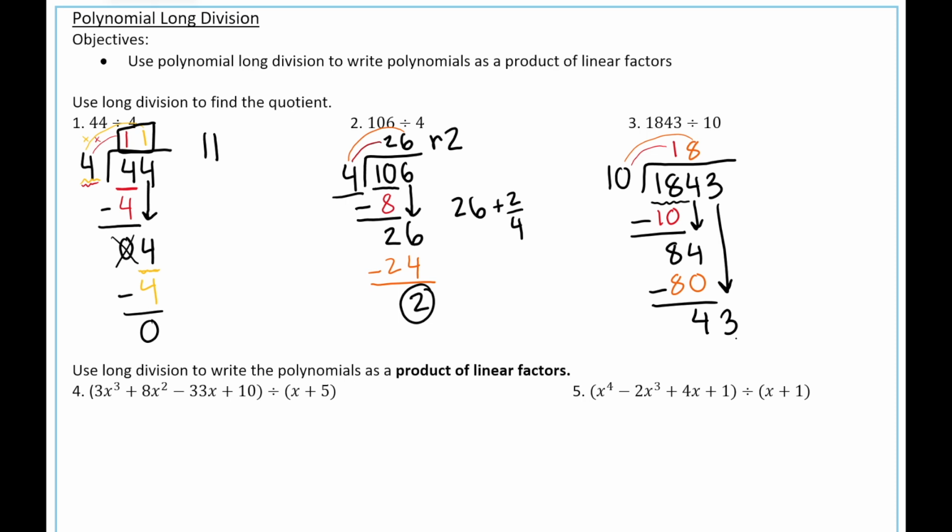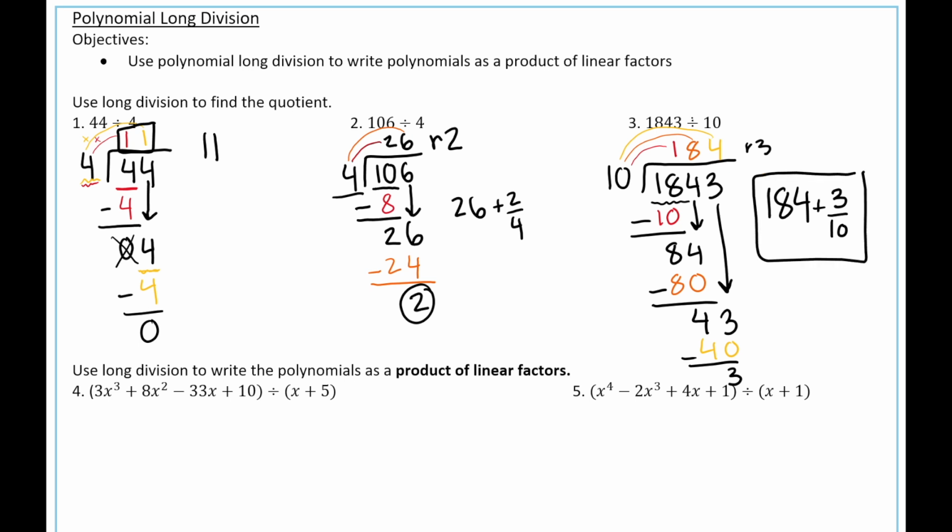Bring down the 3. 10 goes into 43 4 times. So I'm going to multiply 4 times 10, that's 40. Subtract. I have a remainder of 3. Or really, 10 goes into 1,843 184 times, and I have 3/10 left over that didn't fit inside, which makes sense. We can do this in decimal form. You get 184.3, which is the same thing as 184 plus 3/10.